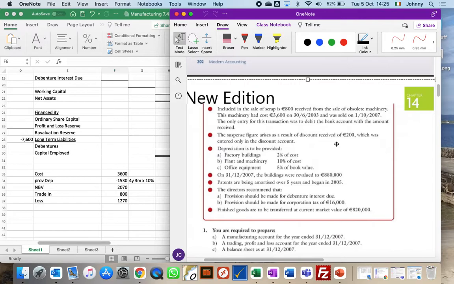Discount received is an income, so it should be a credit in discount received, and it should be a debit in creditors. Not bank, because it doesn't involve me getting or spending money. Okay? So the suspense discount received was entered only in the discount account, so I didn't put it in the other account. What was the other account here? Creditors. I never put it in creditors. Which side of creditors should it have been on?